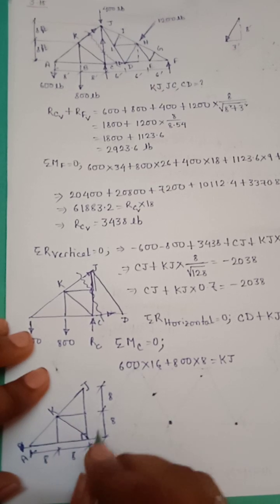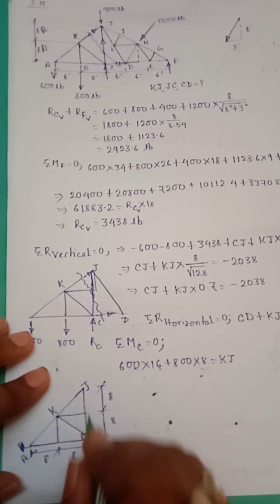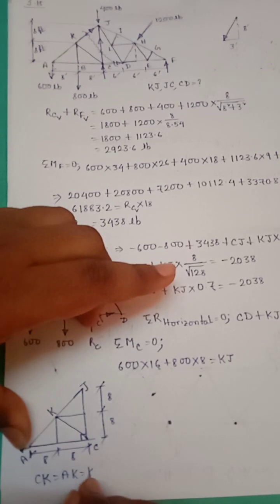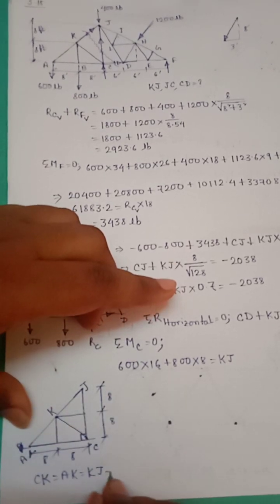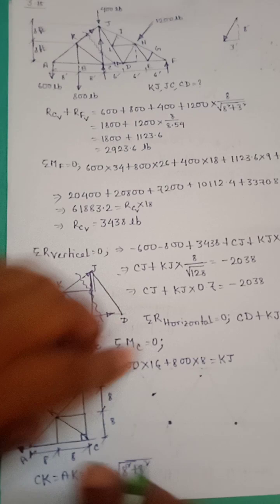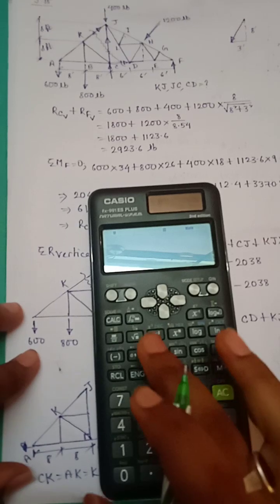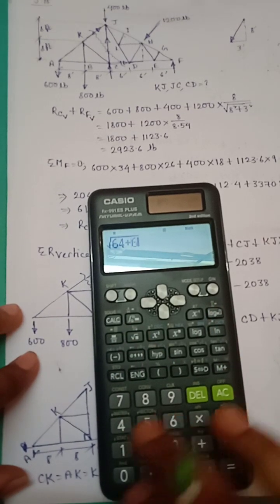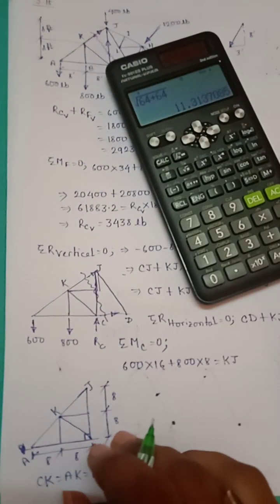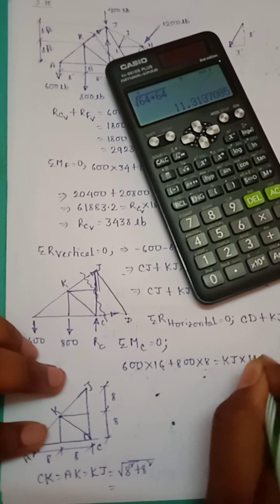So for CK, CK is equal to AK equal to KJ. AK and KJ both are root over 8 square plus 8 square, 64 plus 64, 8 root 2, this is 11.3. So KJ into 11.3.